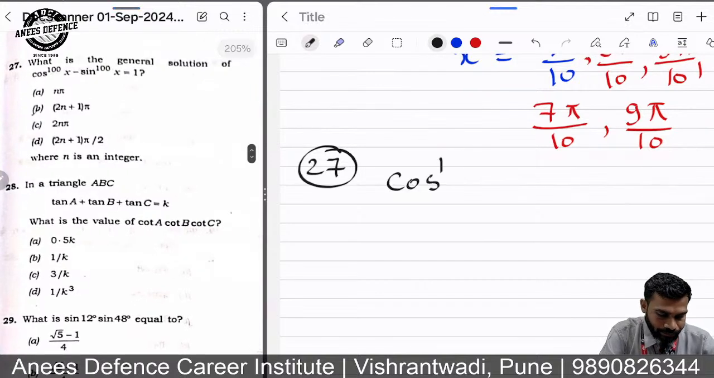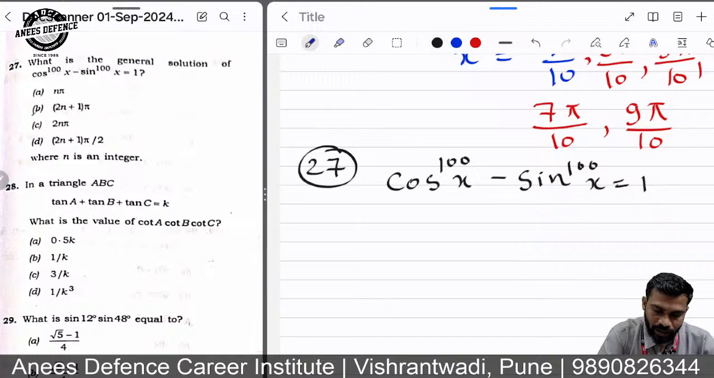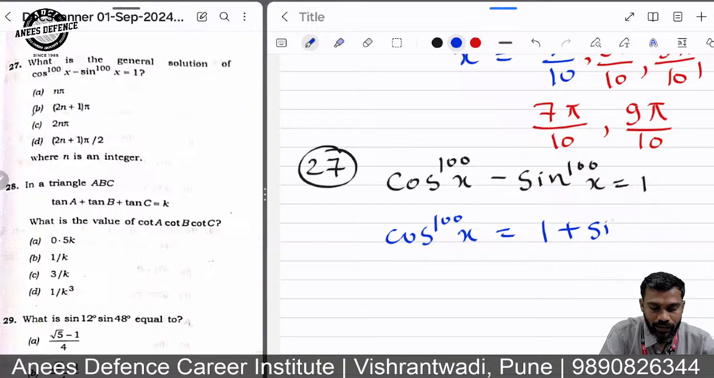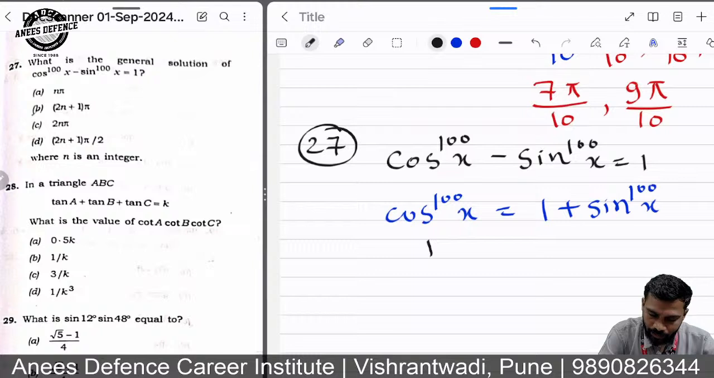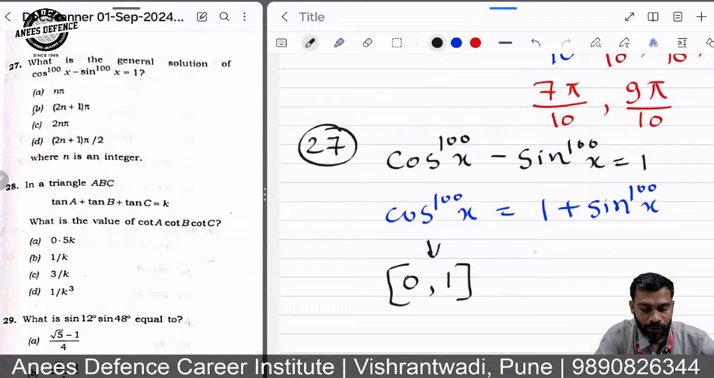Cos raised to 100x minus sine raised to 100x is equal to 1. So what I can write, cos raised to 100x is equal to 1 plus sine raised to 100x. Right? Now let us see what can be the range of this function. This will be 0 to 1 as we have even power cos. And similarly, what would be the range of this 1 plus sine raised to 100x? This will be 1 to 2, right? Because we have added 1.